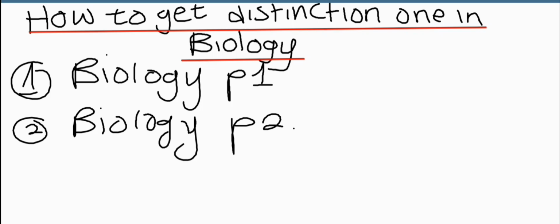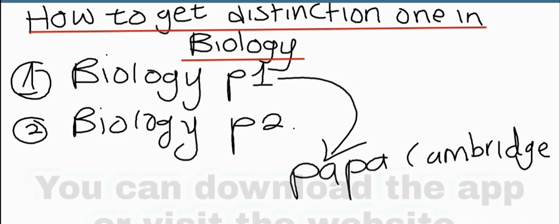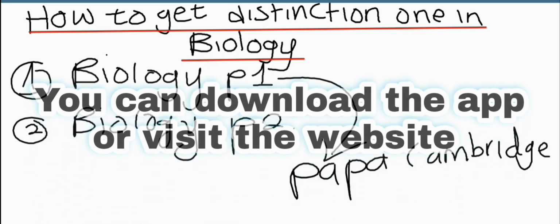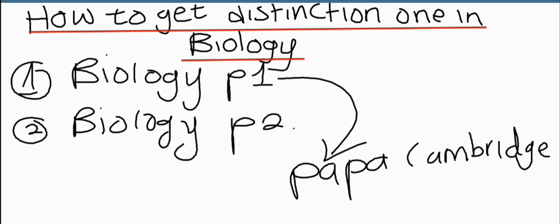So as for paper 1, I can just encourage you to use this app, or you can just visit the website of Papa Cambridge. This Papa Cambridge is an app or website where you are going to find materials which are going to help you. It's just going to work for paper 1. So follow me as I explain how to use this app or the website.